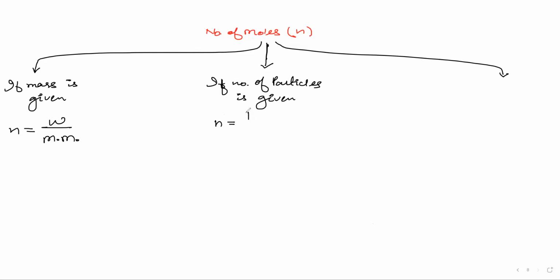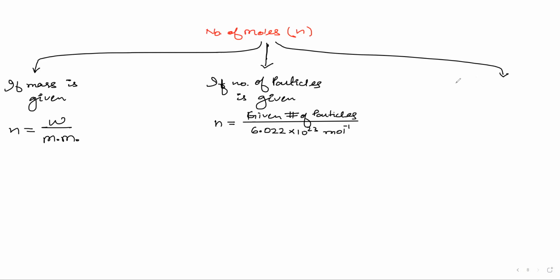Let me write it like this. This hash sign is for number of particles. This will be divided by what? Avogadro number. Very good. 6.022 into 10 to the power 23. This many entities are present per mole. Hence we write this per mole.